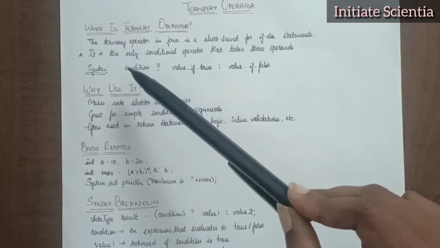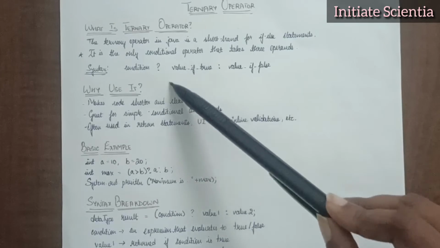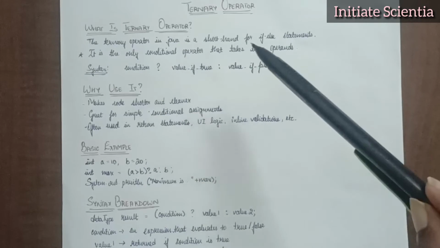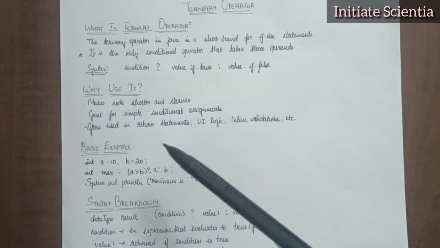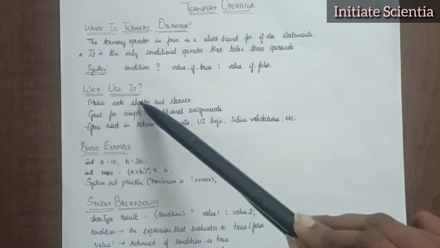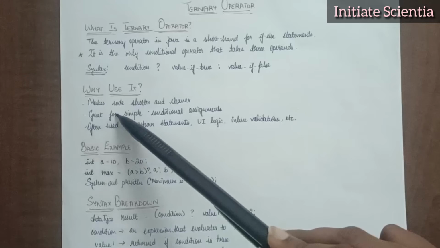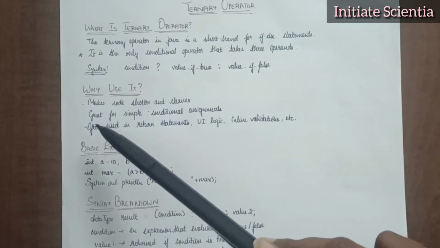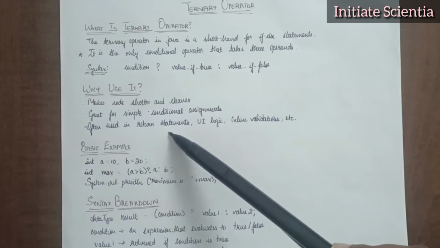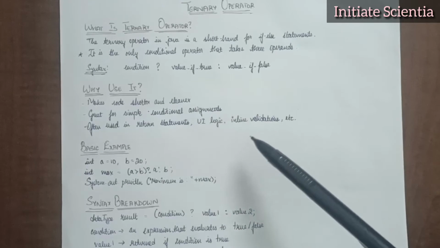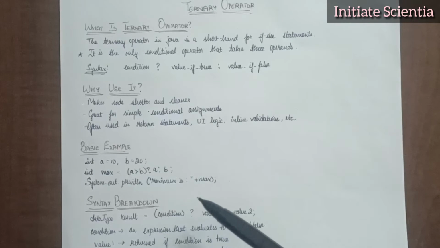So, if the condition is true, it will print or consider this value, and if it's false, it will consider the value on the right side of the colon. Next, why use it? Basically, it makes the code shorter and cleaner. Great for simple conditional assignments. Often used in return statements, UI logic, inline validations, etc.